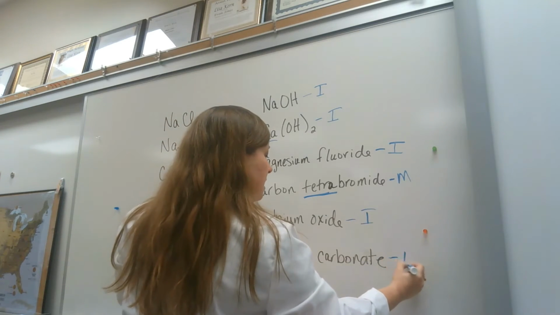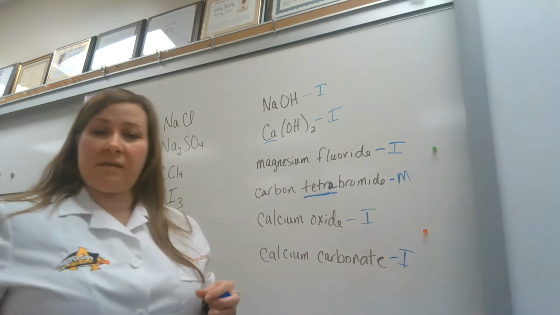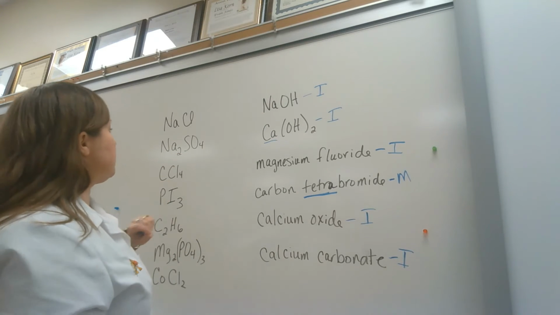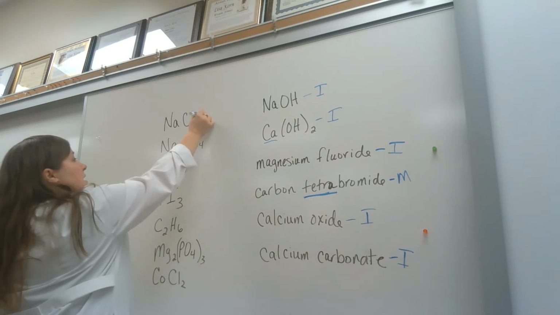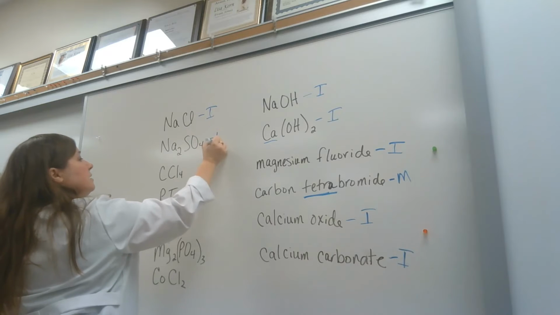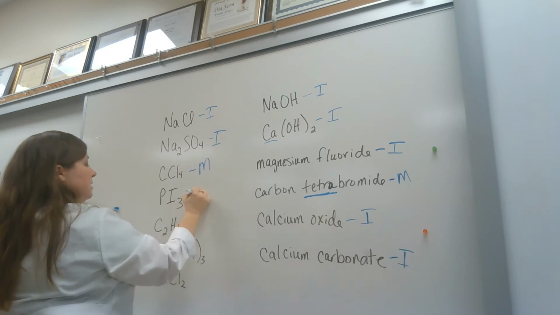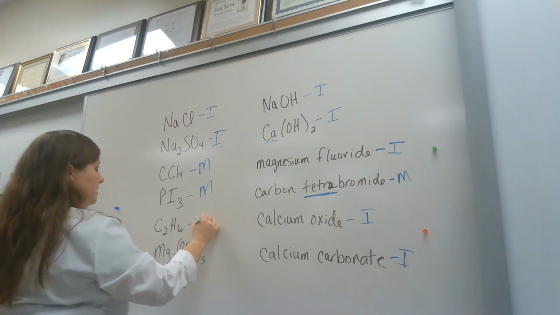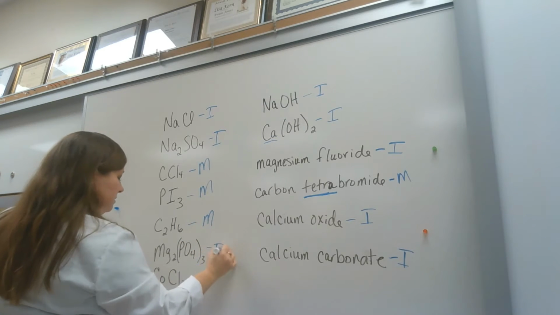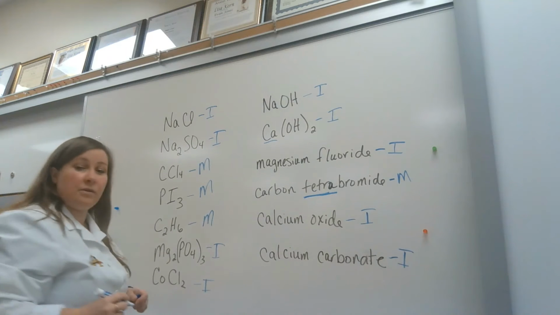Calcium again, ionic. And we could do the same on the list over here. I'll do these real quick. Sodium is ionic, makes it ionic because it's a metal. Carbon is a nonmetal, molecular. Phosphorus is a nonmetal. And those look like that.